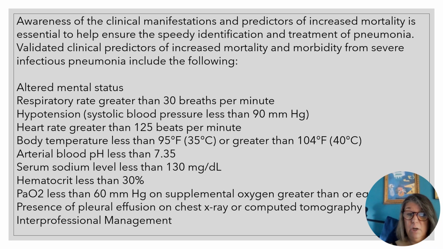Heart rate greater than 125. My heart, oh my God, working to keep that oxygen moving. Body temp less than 95, or greater than 104. That's Fahrenheit. The other one is a PaO2 less than 60. Remember, our PaO2 is what we look at on an ABG, okay?